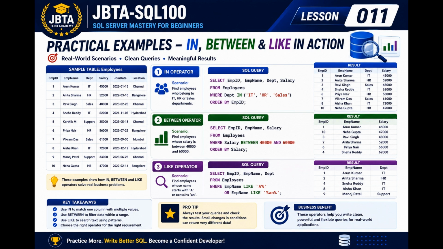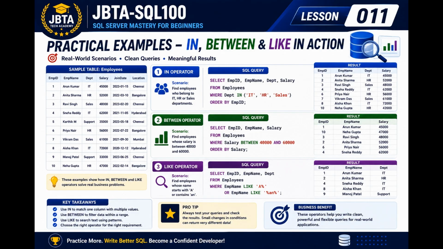As a SQL developer, choosing the right operator makes your queries easier to write, easier to understand, and easier to maintain. Professional developers don't write long and complicated SQL statements when a simpler solution is available. They choose the operator that best fits the business requirement. That's the habit you should develop from the very beginning.